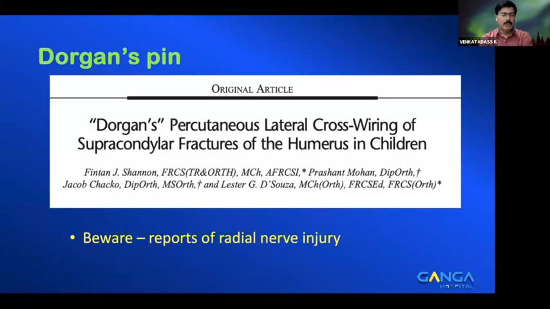Though Dorgan's technique is good for stabilizing the medial column, so you are protecting the ulnar nerve, you should understand that it's a trade-off. There are reports of radial nerve injury using the Dorgan's pin. So one should be aware of this possible complication before attempting to put the wire, and one should be aware of the anatomy of the radial nerve while trying to do the Dorgan pinning.